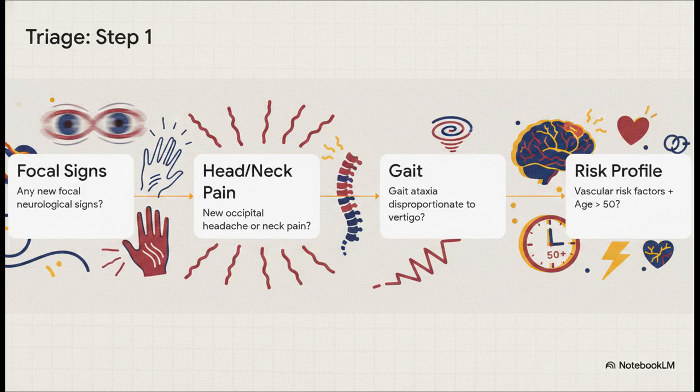Okay, step 1. This is your rapid screen for the really obvious stuff. You're asking, are there any new focal signs? Weakness, numbness, double vision? What about a new bad headache in the back of the head or neck pain? That could be a dissection. Is their balance way worse than their dizziness seems to explain? And finally, what's their background? Being over 50 with vascular risk factors automatically bumps up the suspicion for stroke.